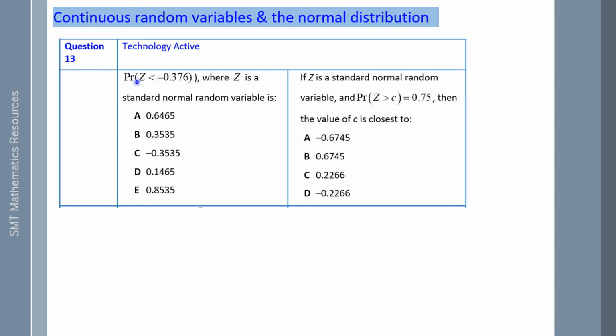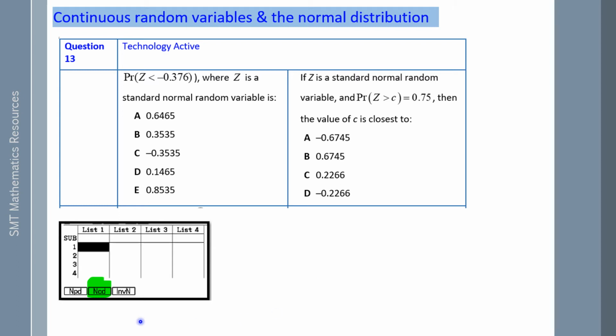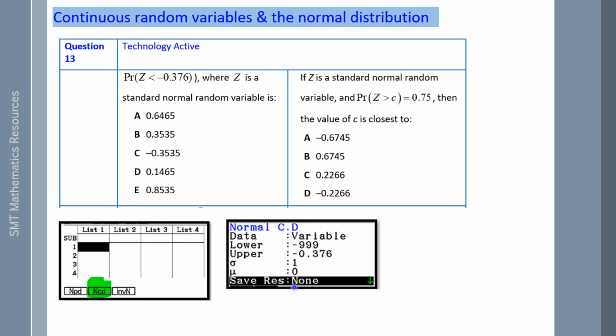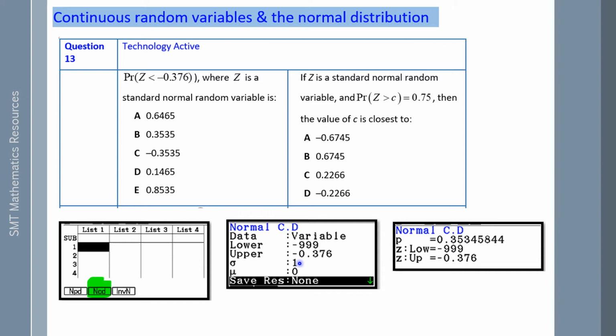Question 13. The probability that Z is less than -0.376, where Z is a standard normal random variable, is which of the following? We can just apply technology here and use our NCD button. Our lower boundary, I'm just going to keep writing -999. Our upper boundary is -0.376. Our mean is 0, standard deviation 1. We press enter, and the answer is 0.35. Closest to that is B.